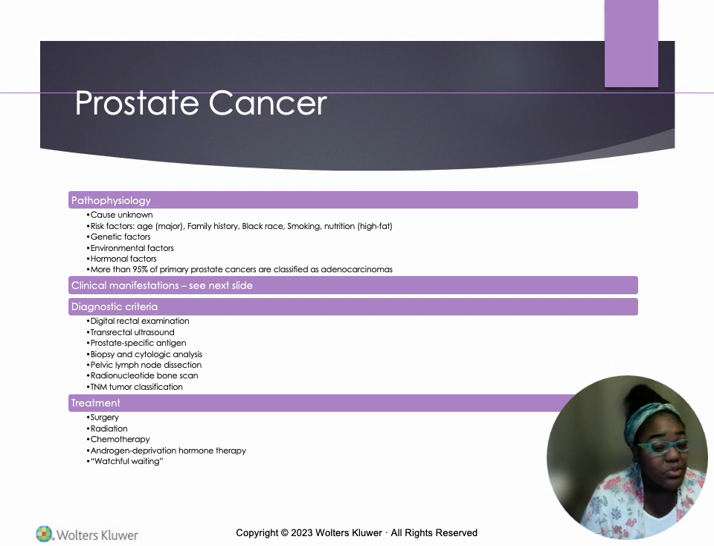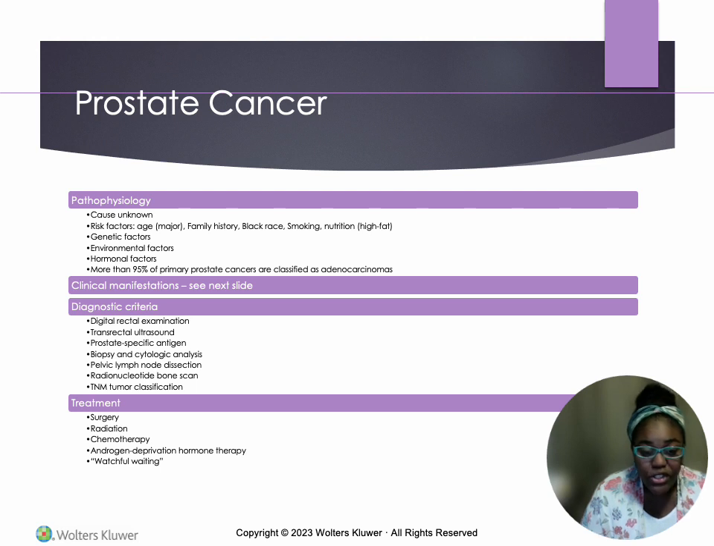So the next one we'll talk about is prostate cancer, and you can get prostate cancer with different risk factors. They are thinking that age is a major risk factor, so you see this more in the elderly population. If you're Black or have a family history of prostate cancer, you're more at risk to developing it. Smoking, and if you have a high-fat diet, you're also more prone to getting prostate cancer. There are genetical factors that are involved, environmental factors, hormonal factors, and sometimes the cause is even unknown. So you have an idiopathic pathophysiological cause there.